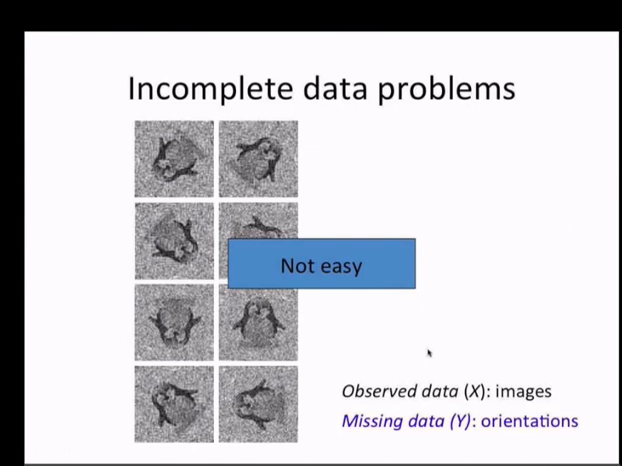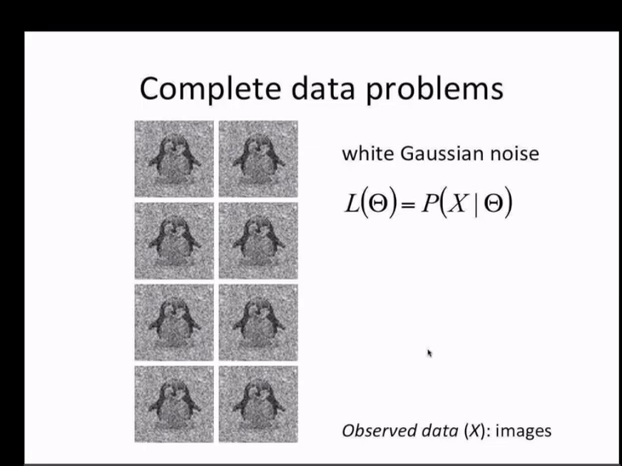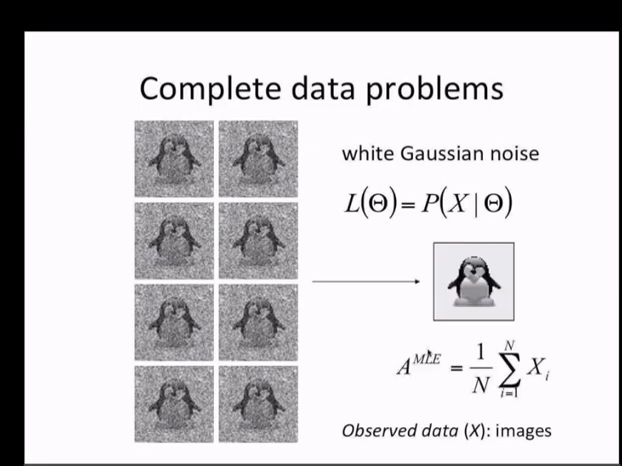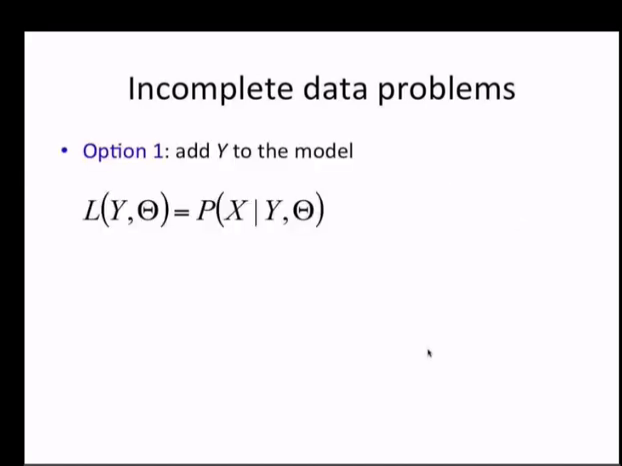If you don't know these relative orientations, then it's not necessarily easy to calculate the average structure. You would first need to align all the penguin images. If you had a complete data problem and there were no missing orientations, for example, because all the penguins are facing in the same direction, perhaps they form a 2D crystal, then it's very easy to estimate the underlying signal in the images just by straightforwardly taking the average of them. So that would be easy. Now, what do you do if you have an incomplete data problem?